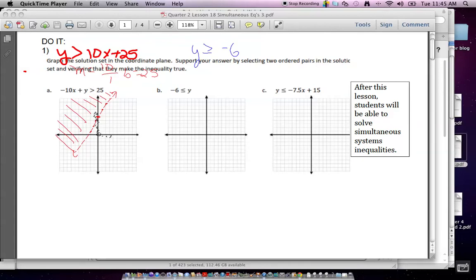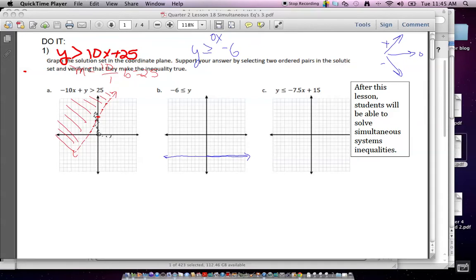Now, how does that affect my graph? First off, there is no x here, so it's 0x. So what's the slope? 0. Which means it's a horizontal line. So I'm going to go through -6, 1, 2, 3, 4, 5, 6. This is an or equal to, so it's a solid line. And since it's just y equals a constant, it's a perfectly horizontal line. Remember, positive slope, negative slope, 0 slope. So it's a perfectly horizontal line.